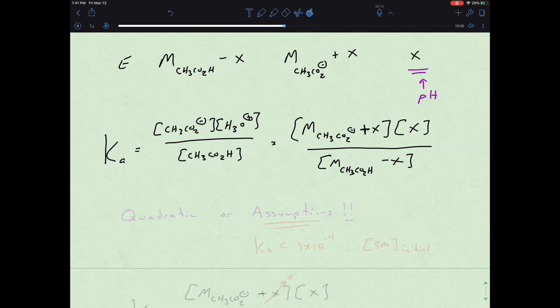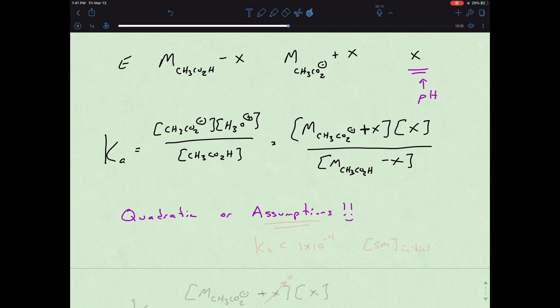So now, what will we do? Well, we would either try to use simple algebra, such as a square root, to solve, but obviously we can't do that with this style of question. We would have to use the quadratic or assumptions at this point.